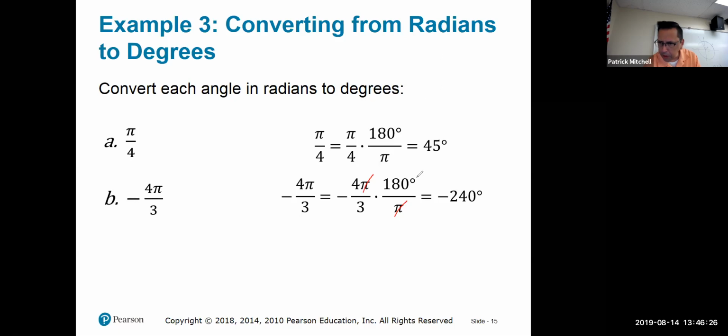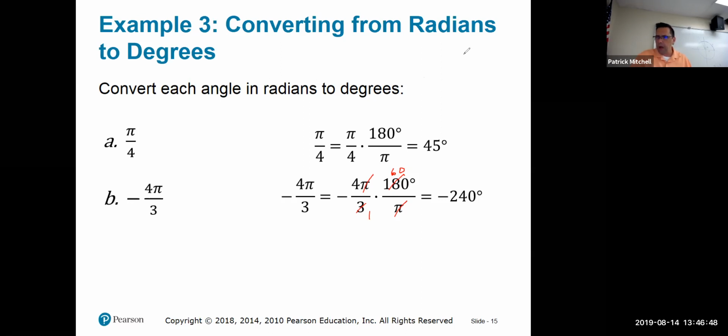The degree symbol is going to come in, and 3 and 180 are both divisible by 3. 3 divided by 3 is 1. 180 divided by 3 is 60. 4 times 60 is 240. So -4π/3 in radians is the same thing as -240 degrees.